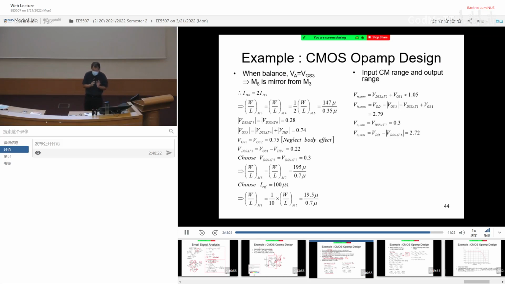So, like I said, what I've shown here is not the final design. There are a lot of things for you to play around with.